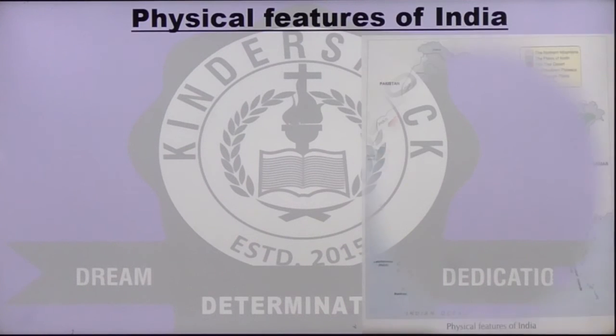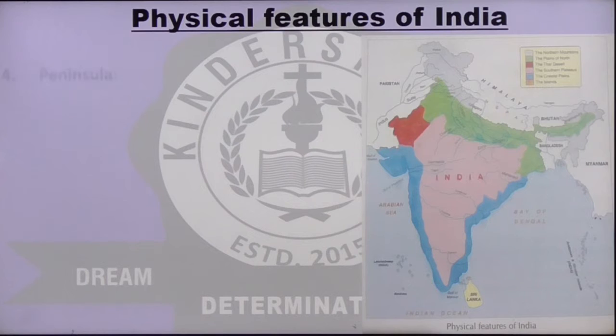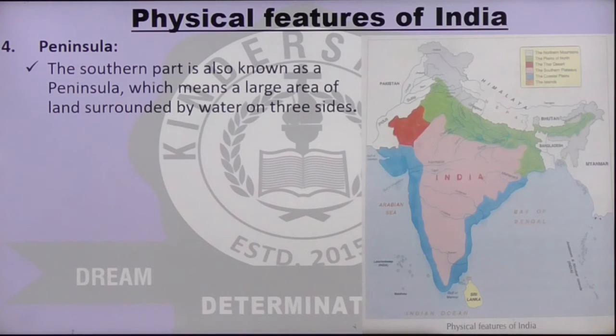Okay, there we have peninsula. Now, what is a peninsula? The southern part is also known as peninsula, which means a large area of land surrounded by water on three sides. The tail-like structure that protrudes into the Indian Ocean is called the peninsula, the southern part.